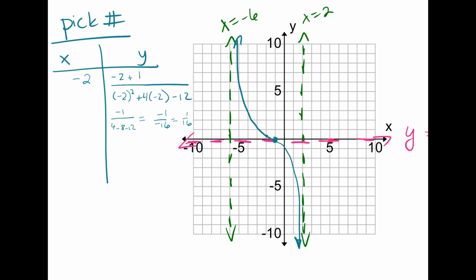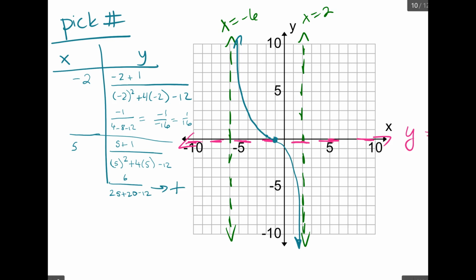Alright, so on the right side of the vertical asymptote, what are you picking? 5? Yeah. Okay, so I have 5 plus 1 over 5 squared plus 4 times 5 minus 12. So 5 squared is 25, plus 20, minus 12. Is this going to be positive or negative? Positive. Okay, so it's going to be up here. 25 plus 5 plus 1, 33. So 33.